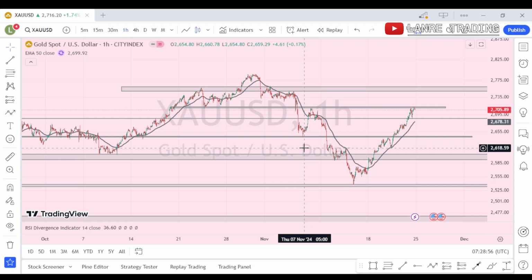So guys, having said that, let's dive right into today's analysis, which is Gold Spot USD.